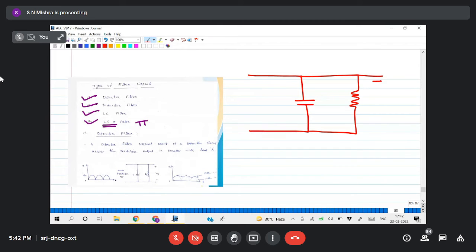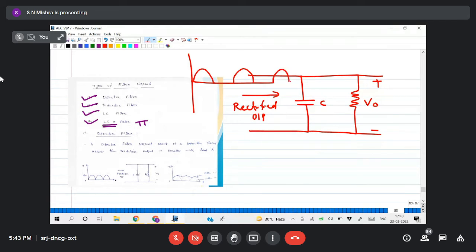Okay, plus minus V naught, this is your capacitor, and this is the rectified output. What is my rectified output? My output is like this. So let us take V naught and this is your T. Now see, this is your AC plus DC. First we'll see common sense, then we'll go for charging and discharging of capacitor.